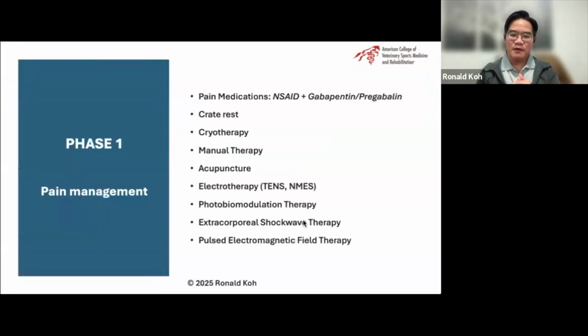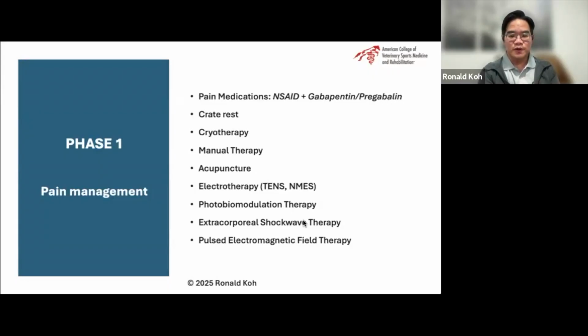All right, next we'll talk about phase one. In phase one, like I said, we're focusing more on pain control, and medication is still the cornerstone: NSAIDs combined with gabapentin or pregabalin. Like I said, you could also combine with methocarbamol and opioids if needed. Beyond medication, cage rest again is very, very important.